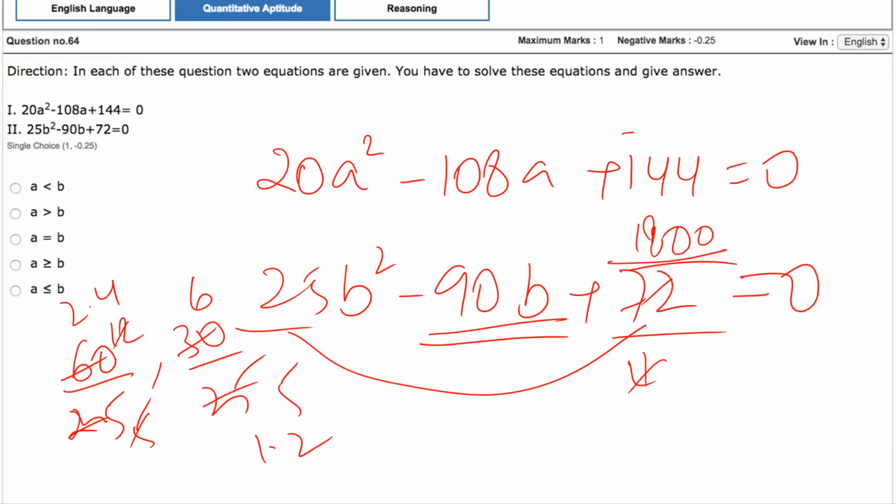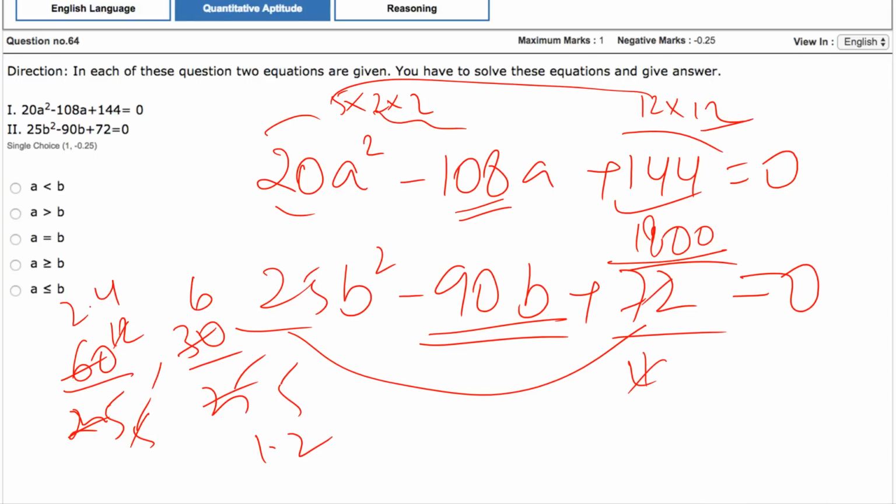Let's look at this now. Some of you are even asking me how do we go about it. So what we can do here is, this is 12 into 12 and this is 5 into 4, right? 5 into 2 into 2. So how can we split it? Just think over it. How do we split it? We have to get 108 in between, right? So now if you see, 12 5s are 60 and 12 4s are 48.